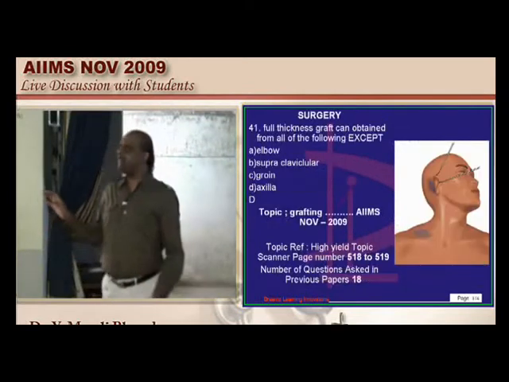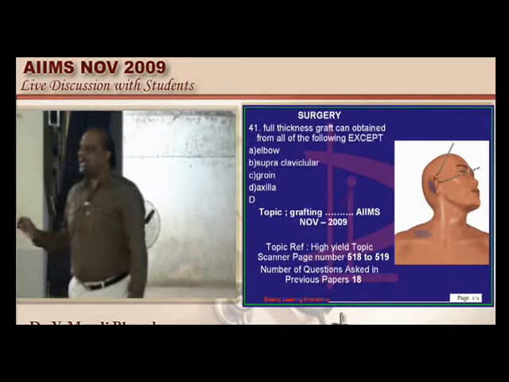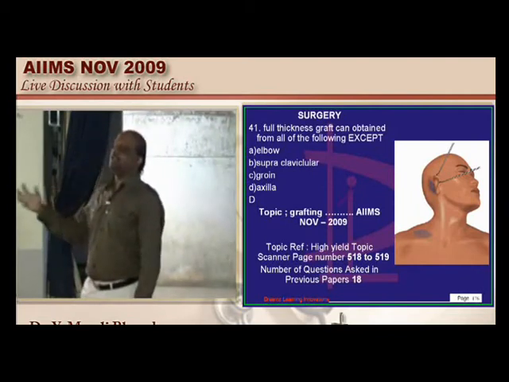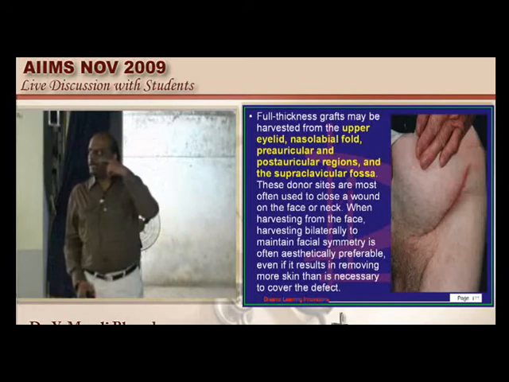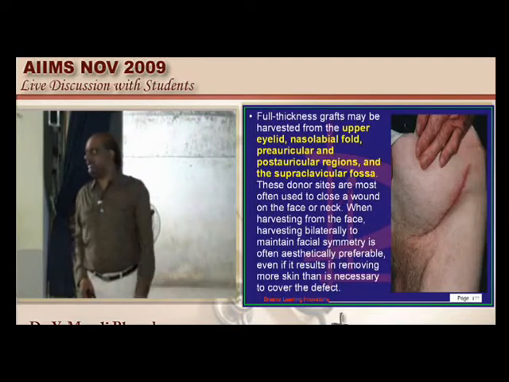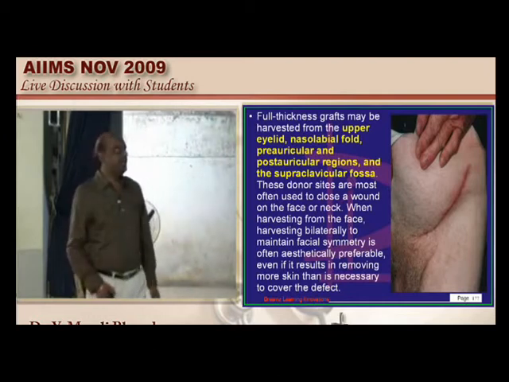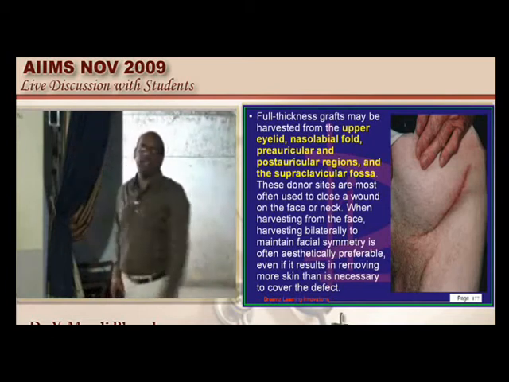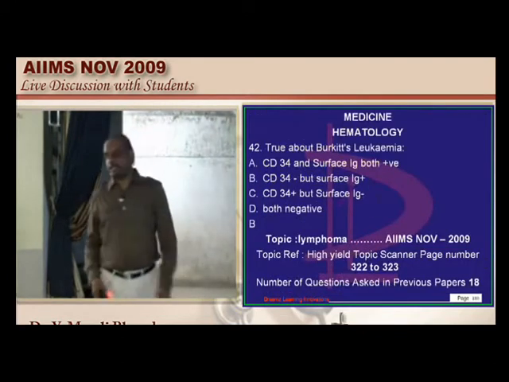Now, full thickness graft, partial thickness graft. Grafting is one of the favorite questions of the examiner. But the question asked is, from where do you get that harvesting tissue? In case of the full thickness graft, you should be quite sure. So please remember, doctor, it is the upper eyelid, nasolabial folds, preauricular and postauricular areas and supraclavicular fossa. They are the classical locations. You don't take full thickness graft harvesting tissue from the axilla, is what you should be able to remember. Now let us go to the next question.